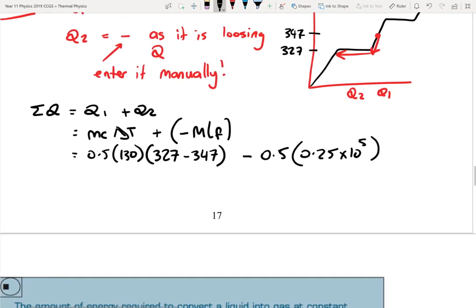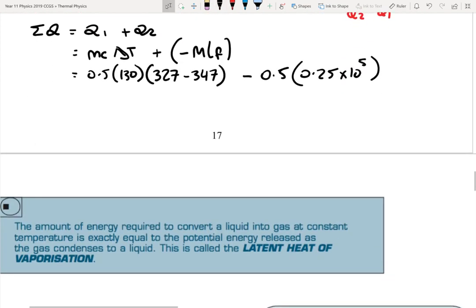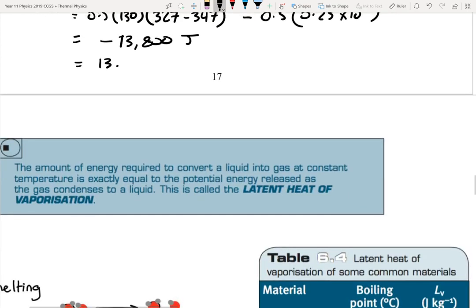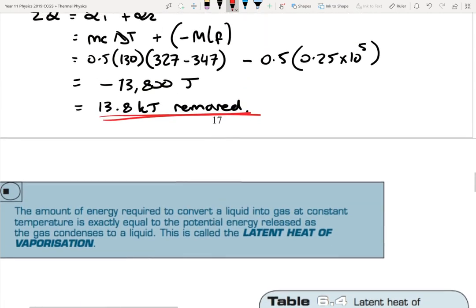This, again, was from our table. We were told the latent heat of lead was that, and so the numbers give minus 13,800 joules, which is 13.8 kilojoules removed. Okay? All right?